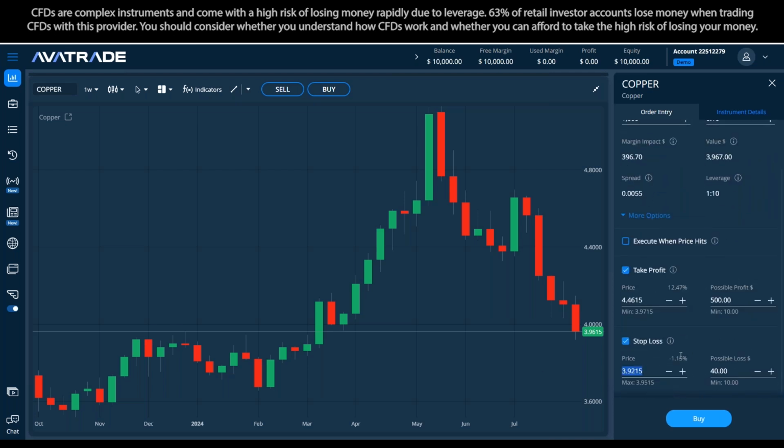Just a second, and let's go for $0.50 up, which brings us to 3.4615. Okay. Now, what's the point here with the stop loss and the take profit?